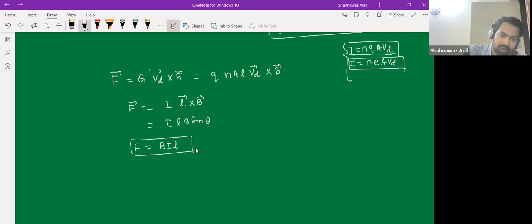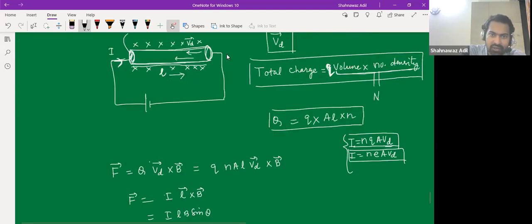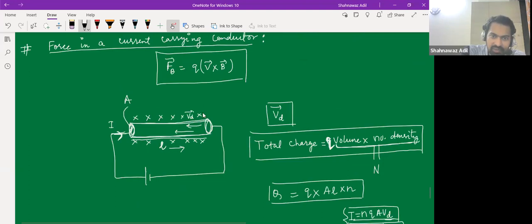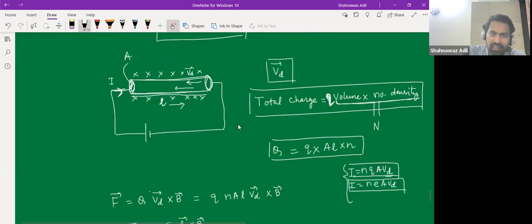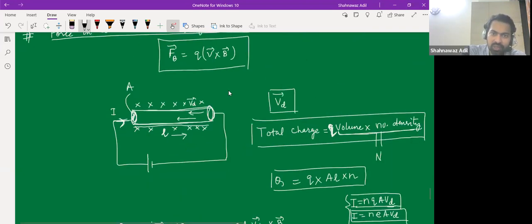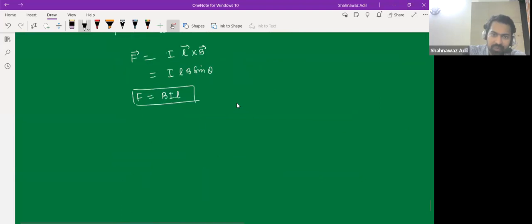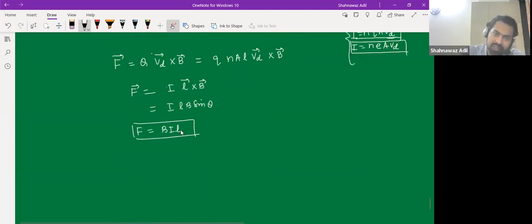So this is the force, right, acting on the current carrying wire. We had this magnetic field, which was inside, and then this current carrying wire will experience some force, and this QV cross B will change to this one, BIL, right? So this is the force on a current carrying wire. Is this clear to you guys? Yes.